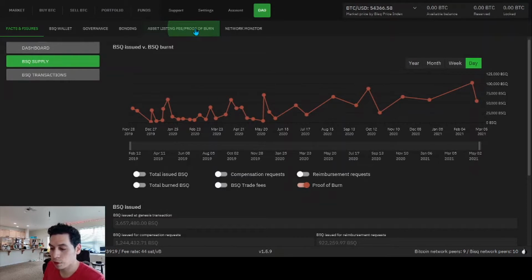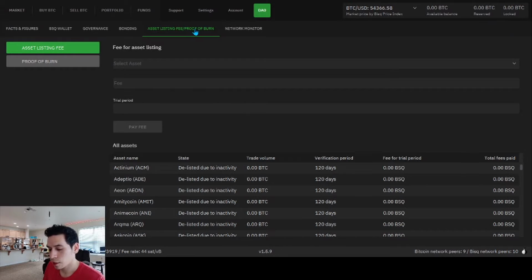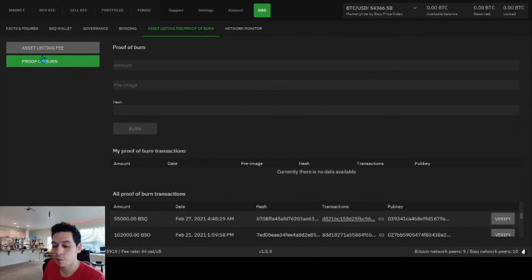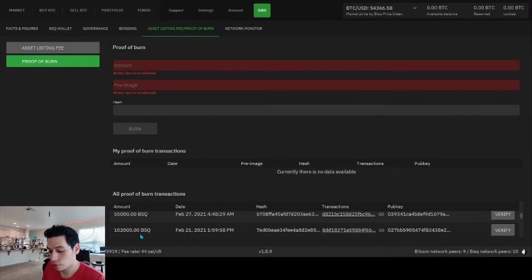So what the Burning Man will do, if you don't know what the Burning Man does, he also is in control of the donation address, or maybe addresses. But for the people who are paying trade fees in Bitcoin, he will take that Bitcoin and buy BSQ on the open market and burn it. He'll use his proof of burn function, and with this screen, you can burn it, and you'll have a proof of burn entry. Like you can see here, 55,000 BSQ was burnt on the 27th. 102,000 BSQ was burnt.